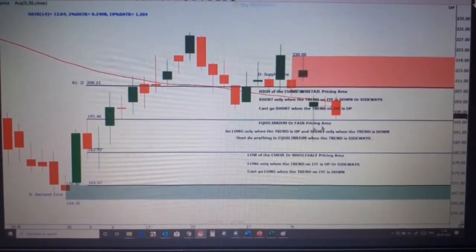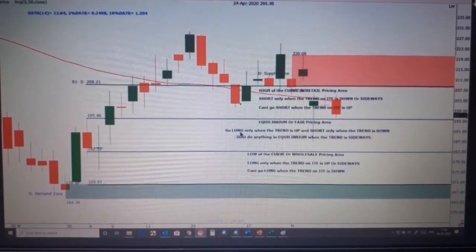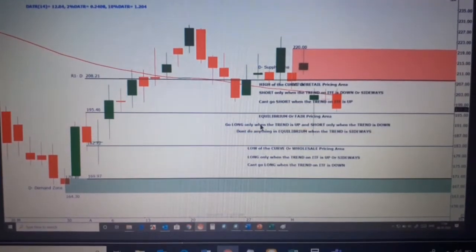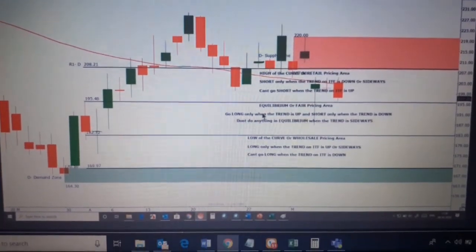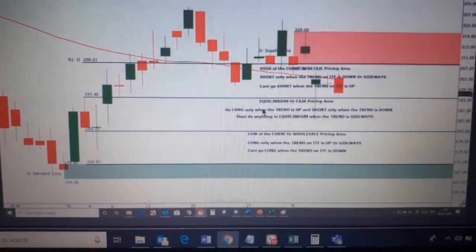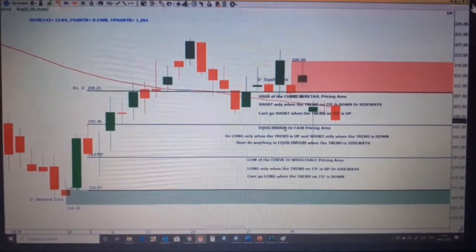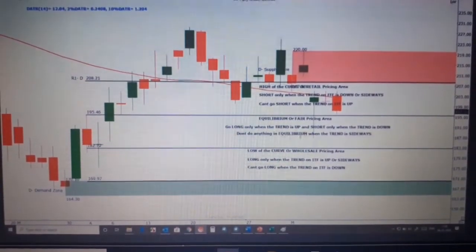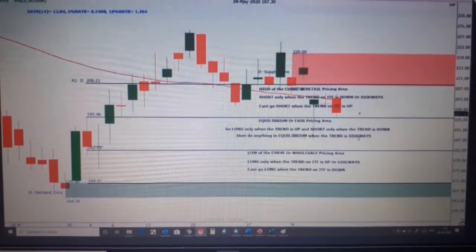So when you are in the equilibrium or fair pricing area, go long only when the trend is up and short only when the trend is down. Okay, you cannot go long when the trend is down. You cannot go short when the trend is up in the equilibrium area also. And don't do any trade in equilibrium when the trend is sideways.